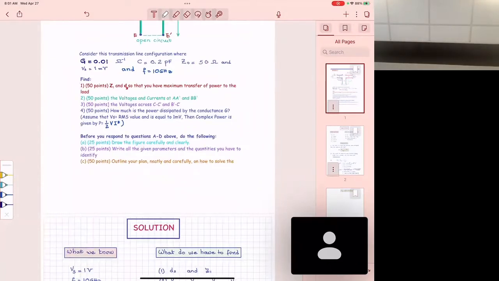It says, before you respond to questions, do the following. Draw the figure carefully and clearly. Remember I told you that I want you to draw the figure again? So I'm going to ask you to do that, and I will give points for this, you see? Write all the given parameters and the quantities you have to identify, and outline a plan neatly and carefully on how to solve the problem. I will give an extra 100 points.